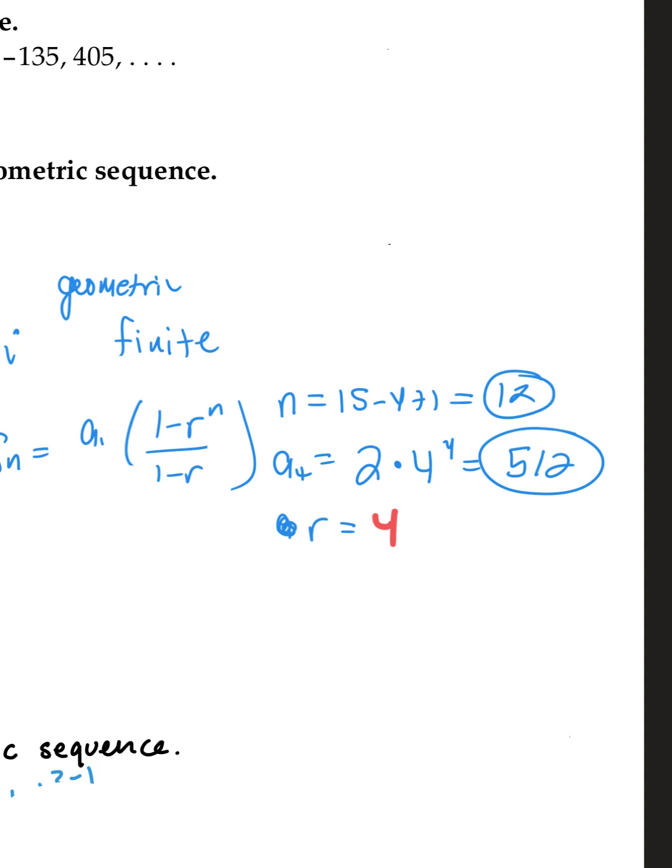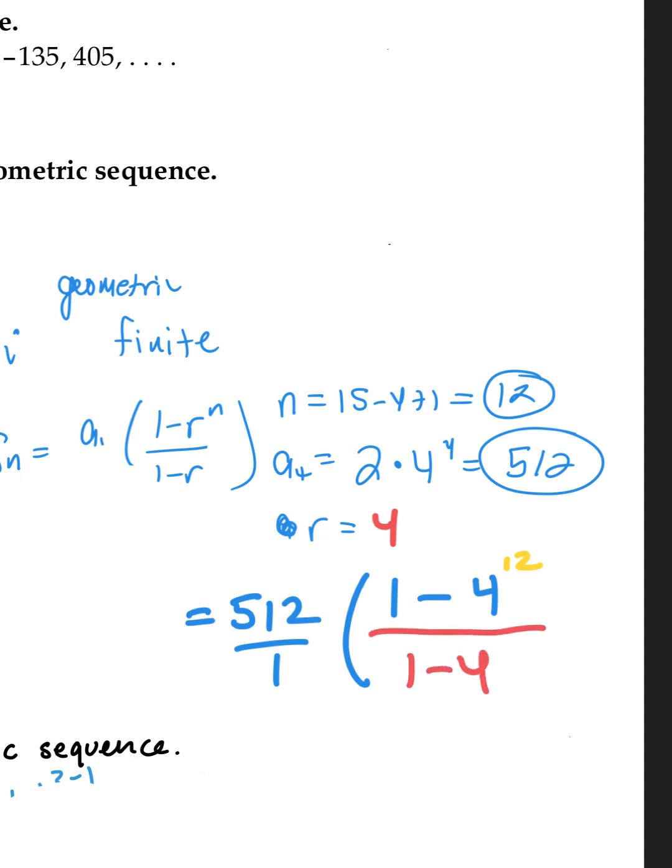So now let's go ahead and plug in. I know my first term, we just said, was 512. I'm going to go ahead and put it over 1 because I know I have a fraction. And then I'm going to set this up and say 1 minus what? 4 to the what power? To the 12th power? Over 1 minus 4, correct? That's the pre-calc part of understanding this is a geometric finite sequence. Now the rest is you guys with algebra and computation.